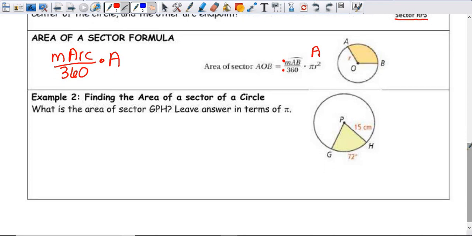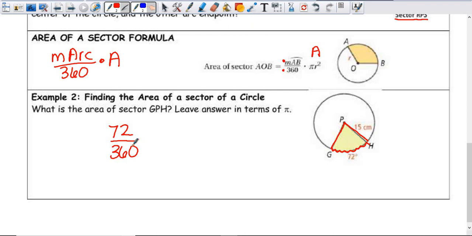So let's do one last example and then we'll be done. Finding the area of a sector of a circle. What is the area of sector GPH? Okay, so we're going to leave our answers in terms of pi as well. So I need to do the measure of the arc. The arc, it tells us, is 72 degrees. So 72 out of 360 total degrees.